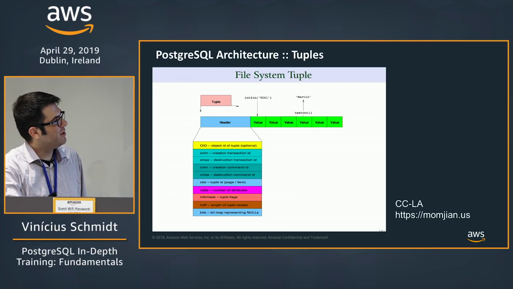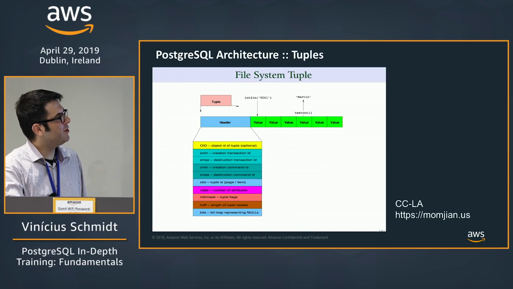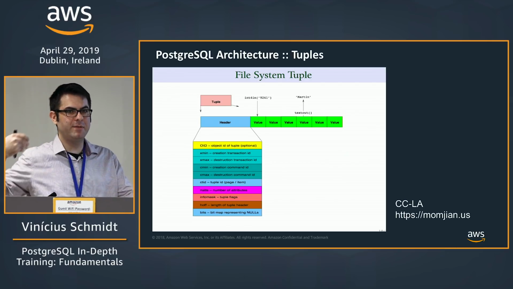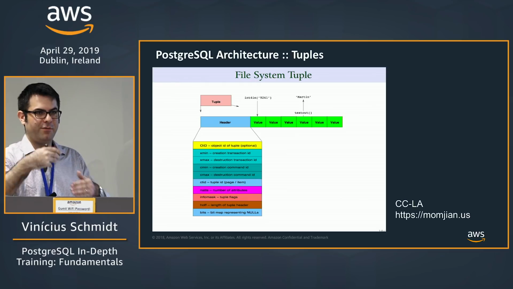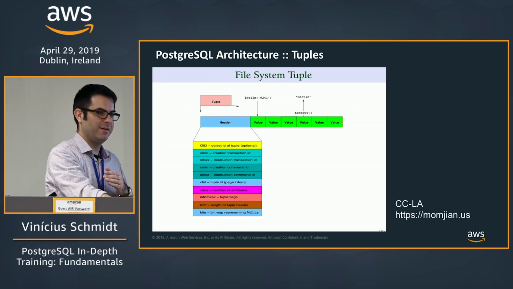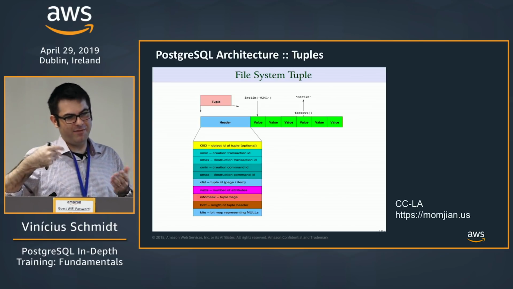And then the values themselves, okay? Values for integers, for text, and then the next tuple, okay? But the next tuple is before. If we're looking from right to bottom, the next tuple will be after.